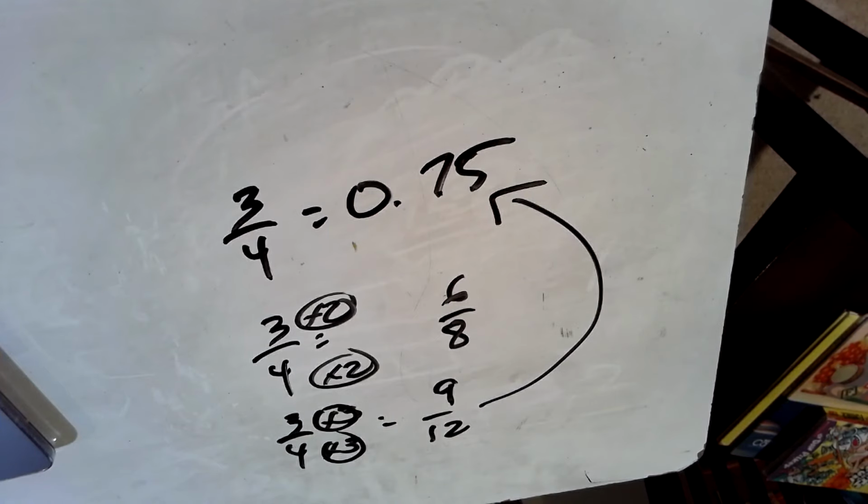As a reminder, when you multiply a numerator and a denominator by the same number, you get an equivalent fraction, or an equal fraction.